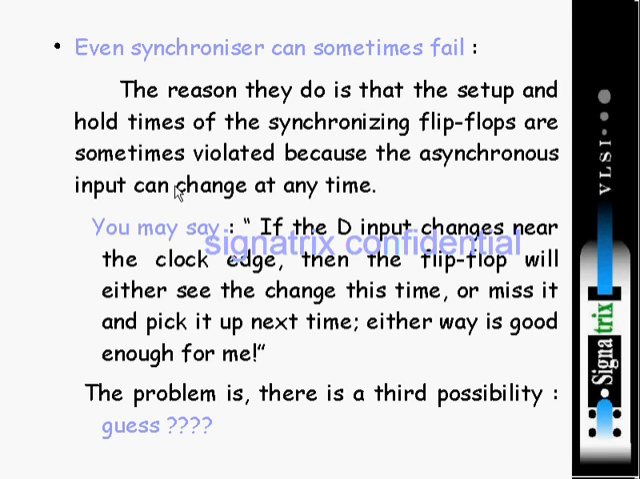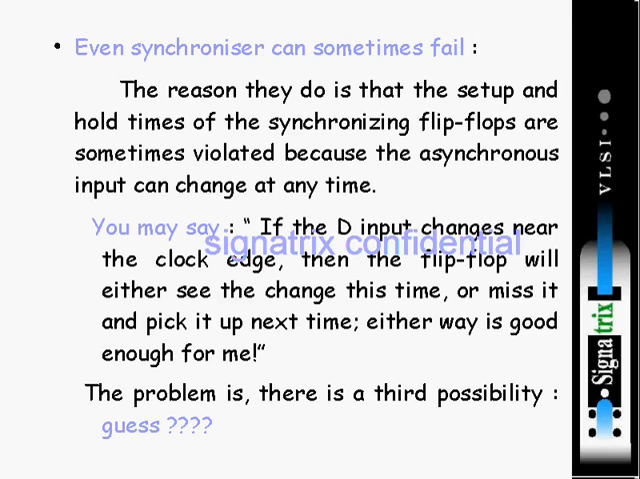Even a synchronizer can sometimes fail. The reason is that the setup and hold times of synchronizing flops are sometimes violated because the asynchronous input can change at any time. Look at here. This is a clock. It may or may not take it. If it takes it, it will give the output. If it misses it, then there is a probability that it will keep the previous state and continue up till the next clock edge, and at the next clock edge, it will detect what is present, which has changed. Like if previously it was 0 and it is now 1, it may capture it at the next edge.